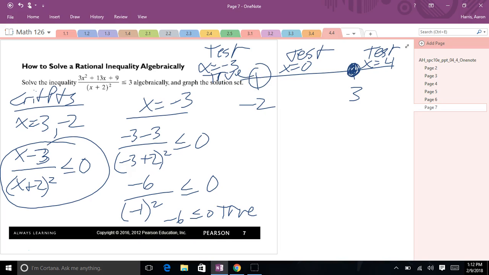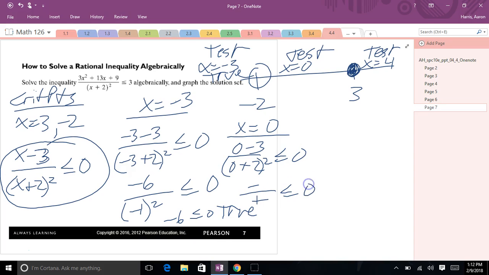I throw 0 in now. So I'm testing 0: 0 minus 3 over 0 plus 2 squared, less than or equal to 0. Well, I've got a negative on the top and a positive on the bottom. So negative over positive is a negative. Is negative less than or equal to 0? Yes, it is. So we're true in here as well. I've got negative 3 over 4. So negative 3/4 is definitely less than or equal to 0.